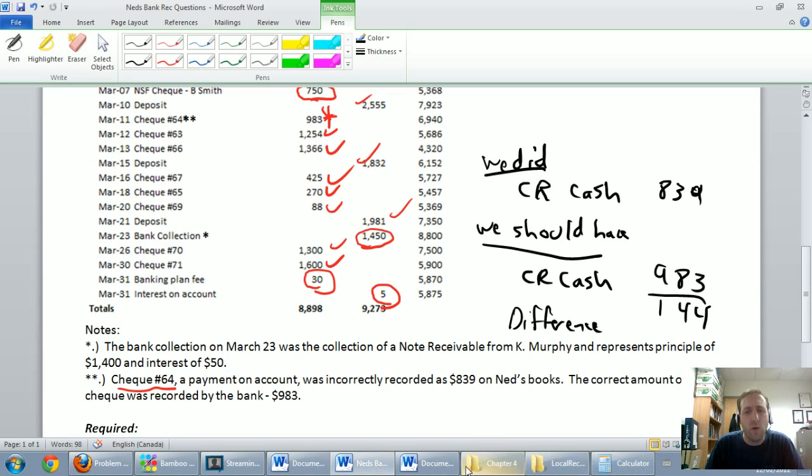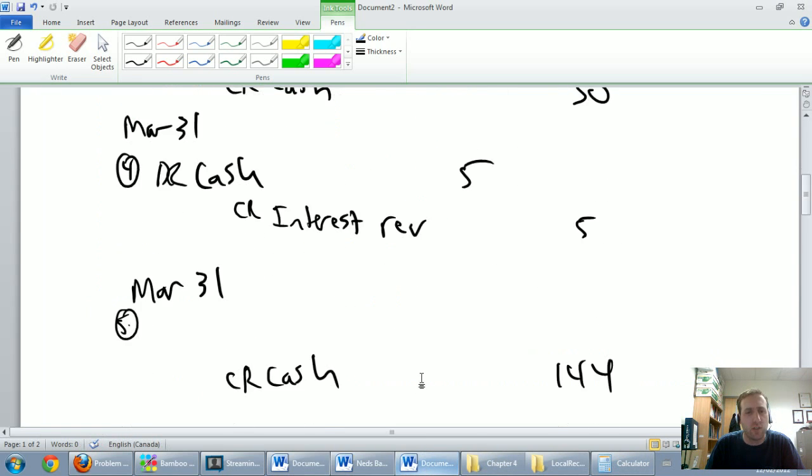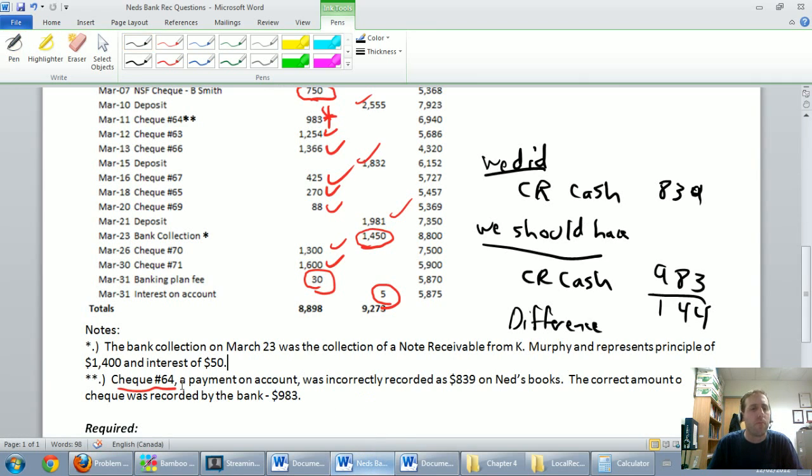But now we got to say, well, what was the other side of that transaction, right? What do I need to debit to fix that? I fixed cash, but I've obviously got to fix something else. If I didn't deal with cash properly, I didn't deal with some other account properly as well. I messed up another account. So let's read the notes here. Check 64, a payment on account was incorrectly recorded as $839 on Ned's books. The correct amount of the check was recorded by the bank, $983.